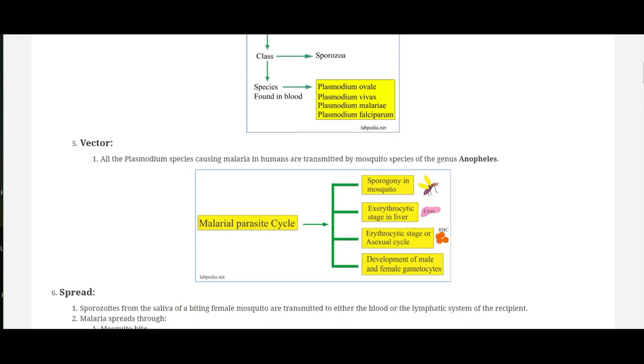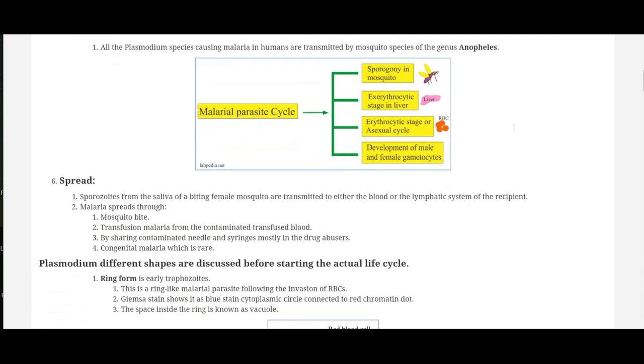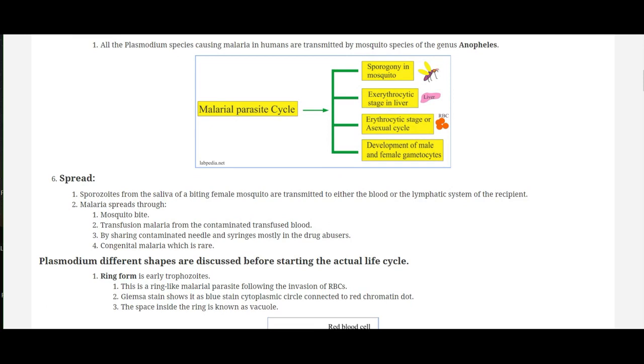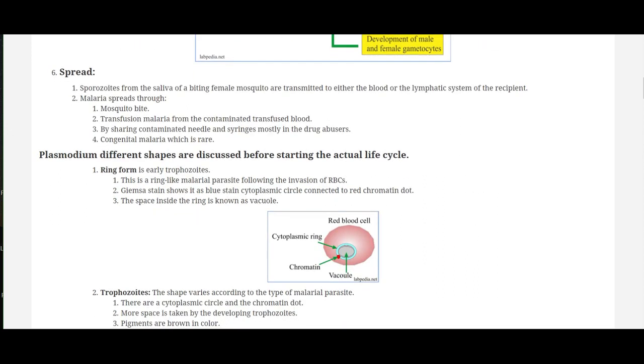Now, the vector for the malarial parasite is Anopheles. Then how does it spread? The spread is through the mosquito bite. It can also spread through transfusion, if there is transfusion of contaminated blood, and rarely it can spread by congenital spread.